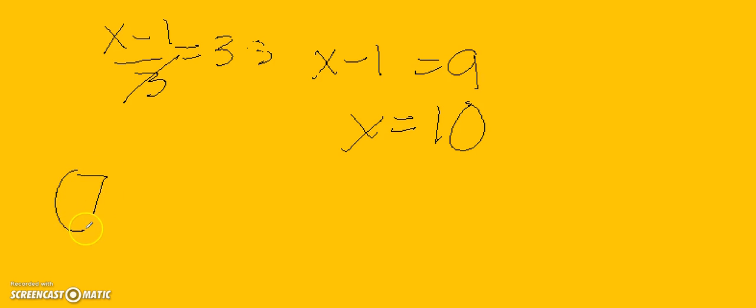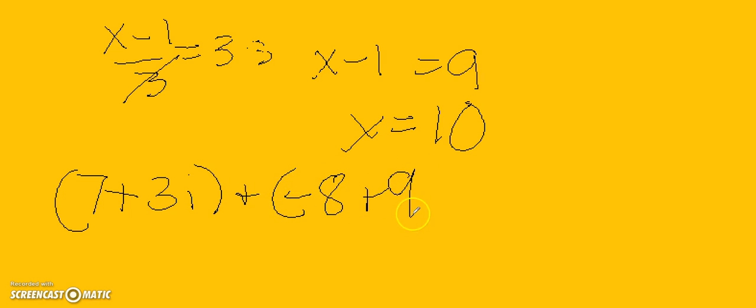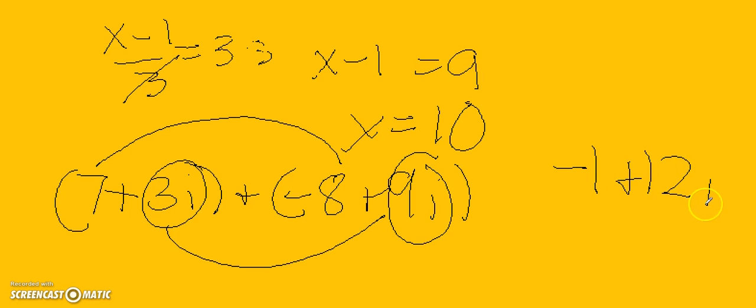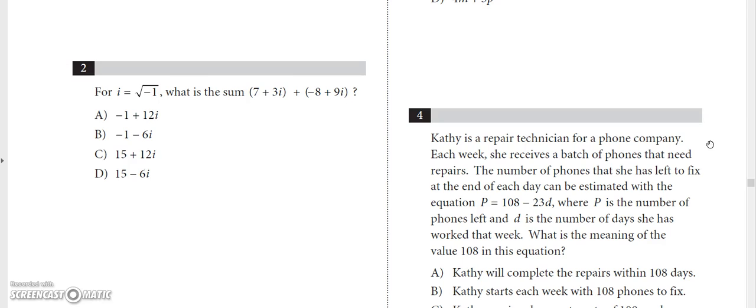So we have 7 plus 3i plus minus 8 plus 9i. So again, this is very simple. All you have to do is add like terms together. So you're gonna add these and these together. So you're just gonna add 7 plus -8. That's obviously -1, and 3i plus 9i. Again, just treat i like a variable. You get -1 plus 12i. Let's see if that's one of our answer choices. And yeah, it is. So A right here is going to be our answer.